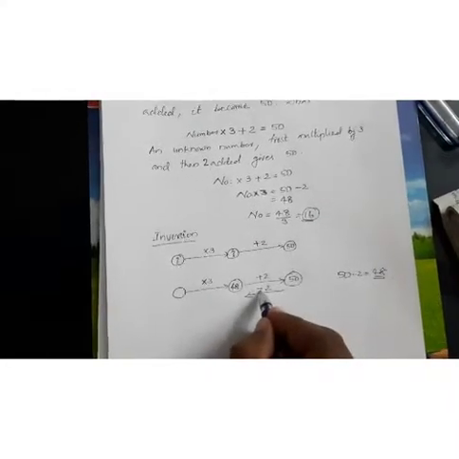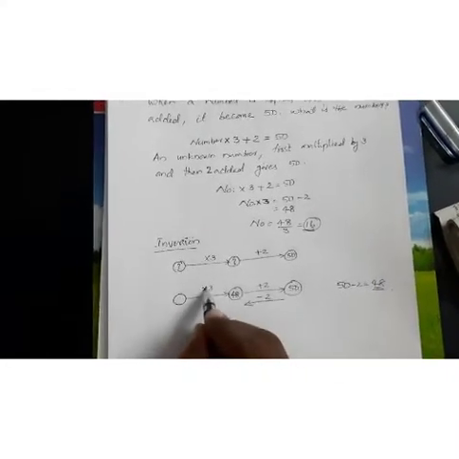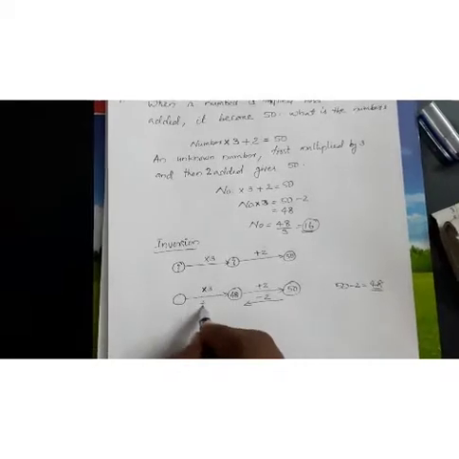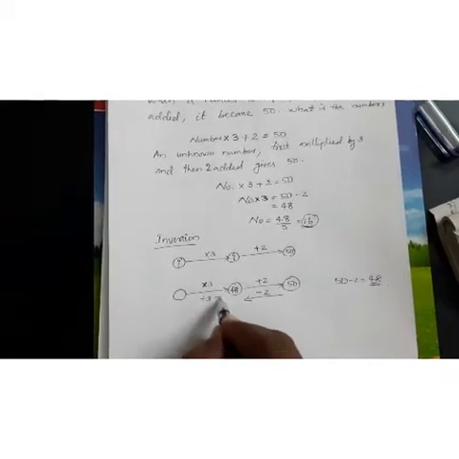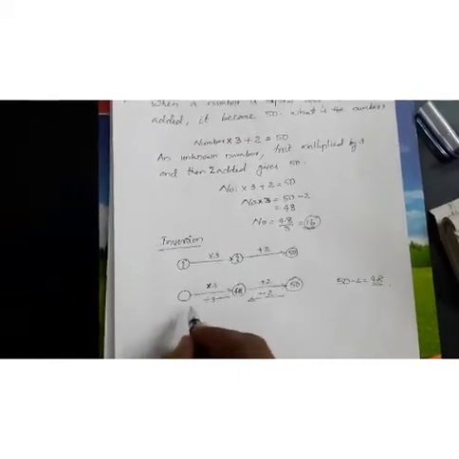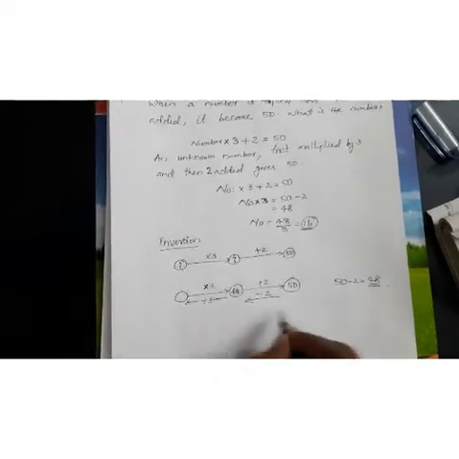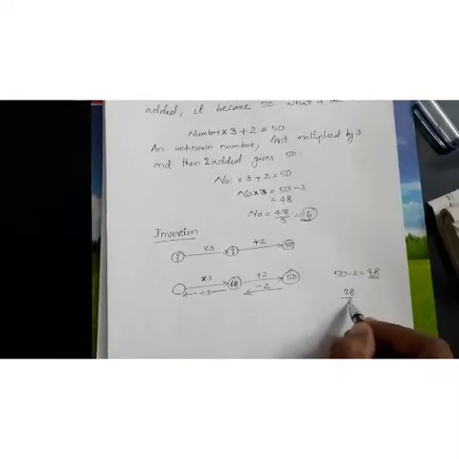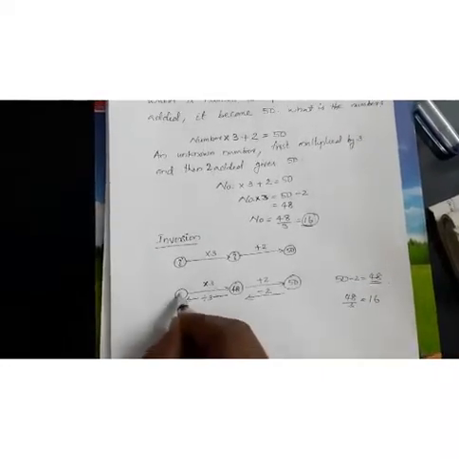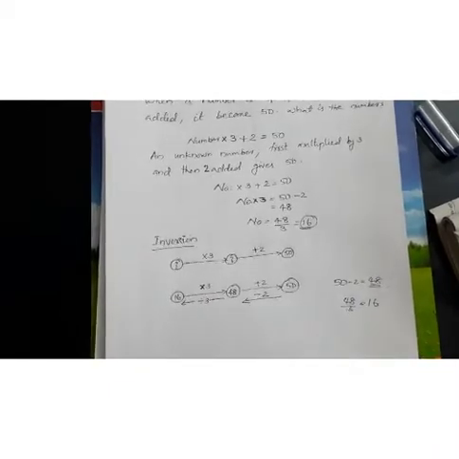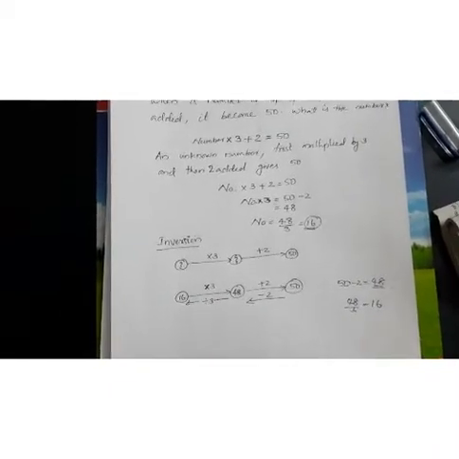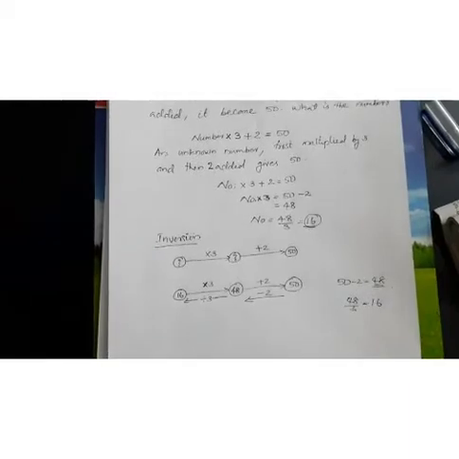So addition becomes subtraction. Next, multiplication becomes division. So 48 divided by 3 will give 16. So you have to write down 16. So this is the way of the inversion method.